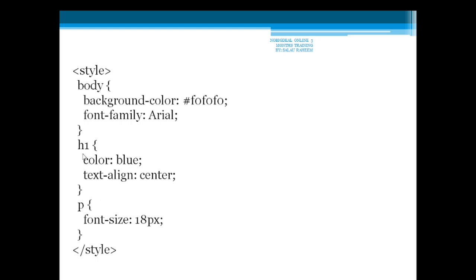Then under this selector we have another property called color. That means we want to color the text of your H1, that is the content under H1. You want to color it blue. We have another thing, text alignment, which is another property to align your text to center. So those are the things I want you to take note.